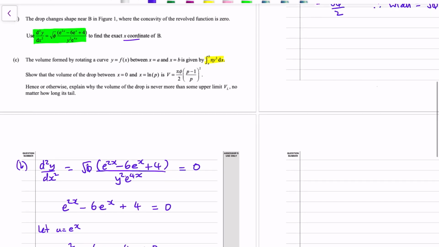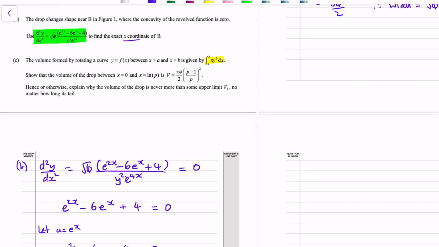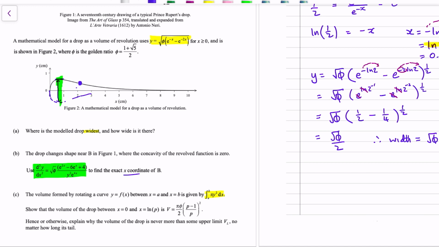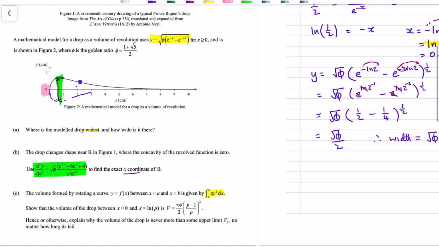Okay, third part. The volume formed by rotating a curve between x equals a and x equals b is given by this expression. Show that the volume is equal to this. Now they're integrating between 0 and ln p, so choosing the lower limit to be 0, which is the left end of the drop, but they're choosing an upper value to be some number ln of p. Now that increases as p gets bigger. A log function is an increasing function, so increasing p increases ln p.